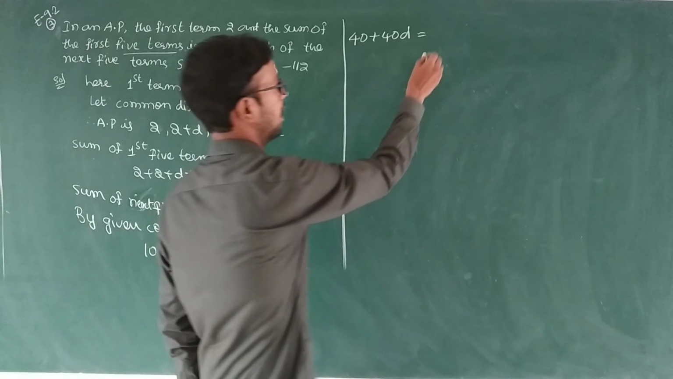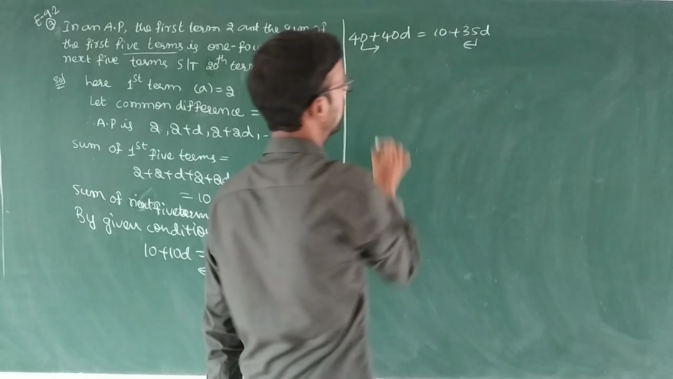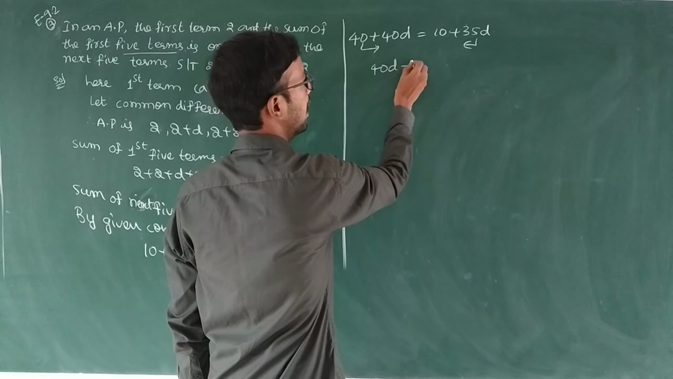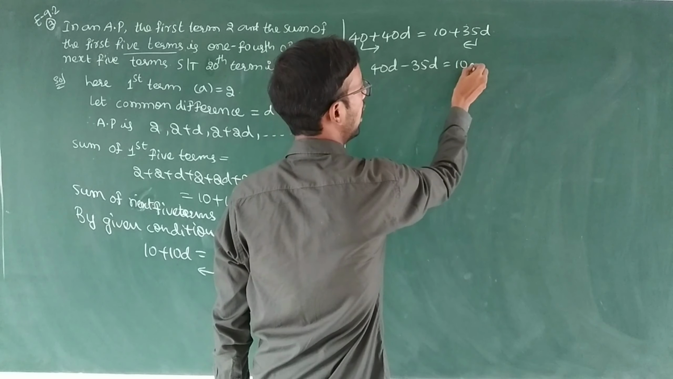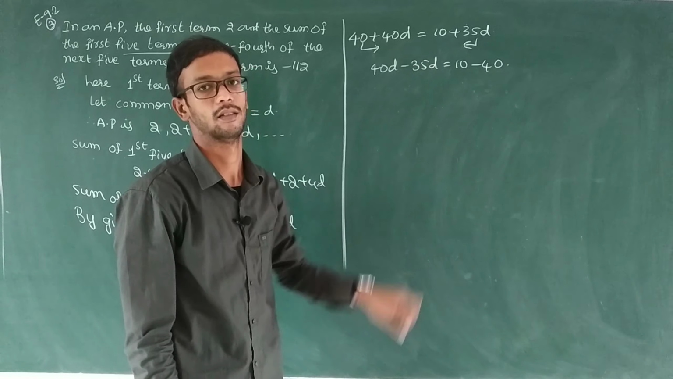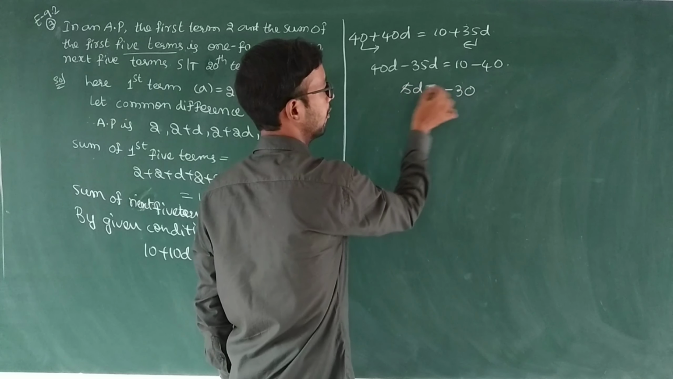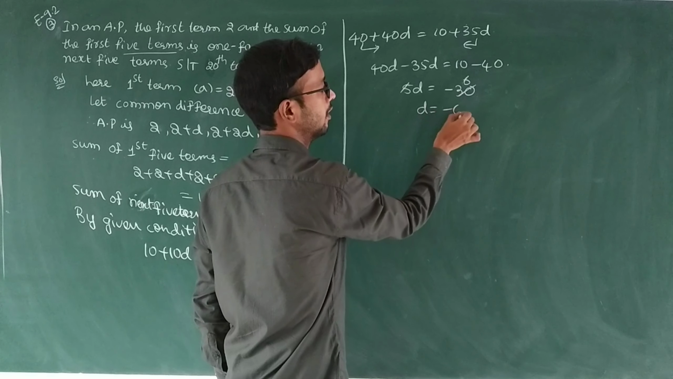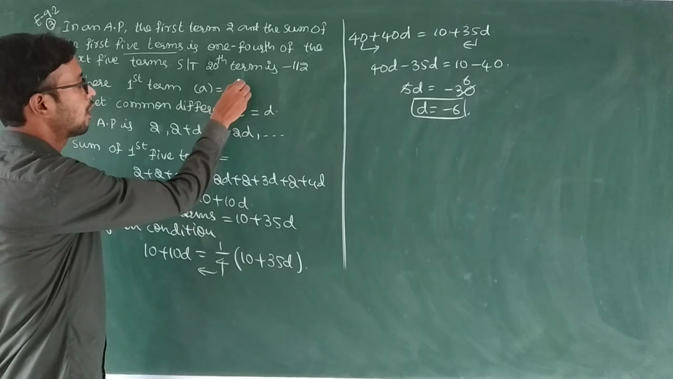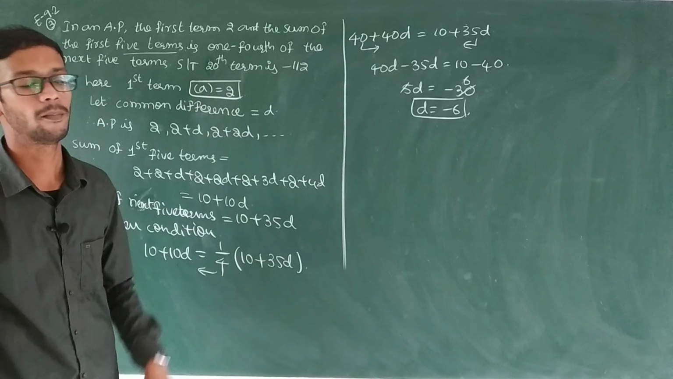10 plus 35D. Taking the constants to one side and the D terms to the other, 40D minus 35D is equal to 10 minus 40. Negative, so 5D is equal to minus 30. D is equal to minus 6. A is equal to 2. Now we have to find which term?